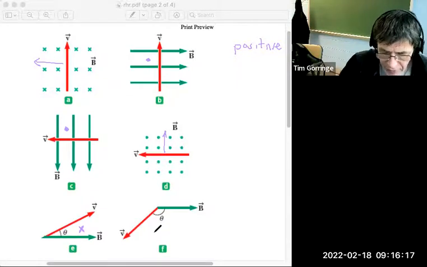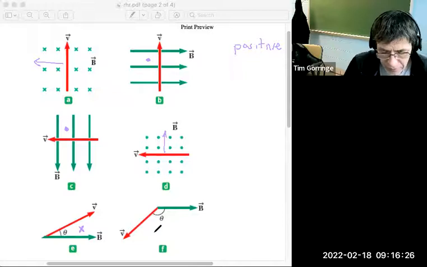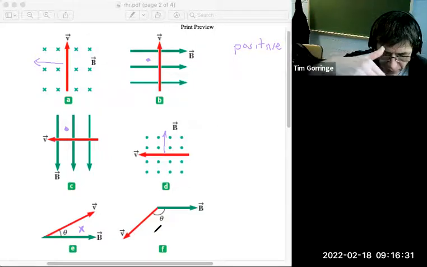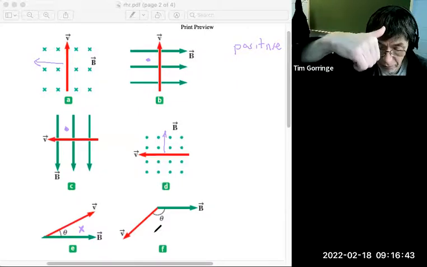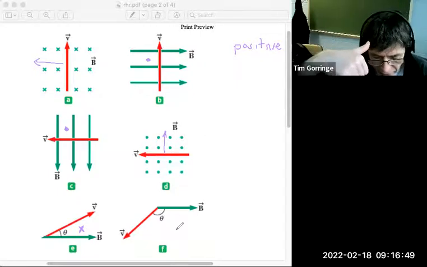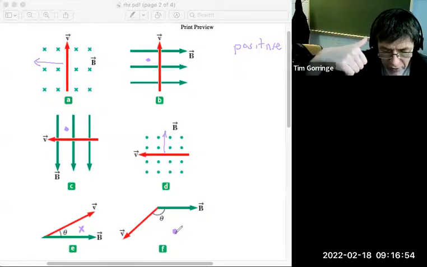Okay, finally part F. So in this case, we've got a velocity vector that is pointing to the left partially and downwards partially. So I'm going to point the palm of my hand to the left and partly downwards. And then I'm going to curl my fingers of my right hand in the direction of the magnetic field. So that magnetic field is pointing towards the right. So I'm curling my fingers over towards the right. My thumb is pointing out of the page. And so the magnetic force on a positive moving charged particle is out of the page.